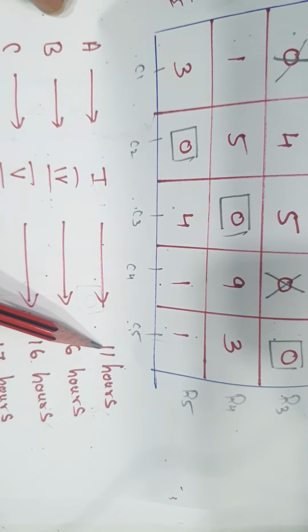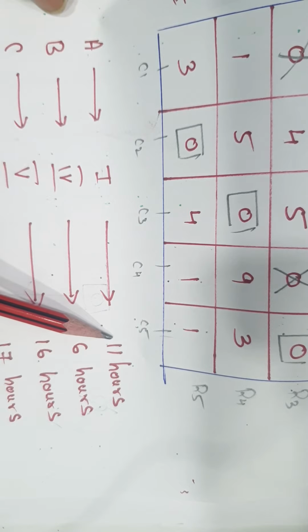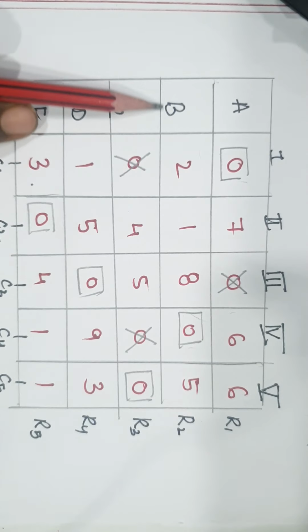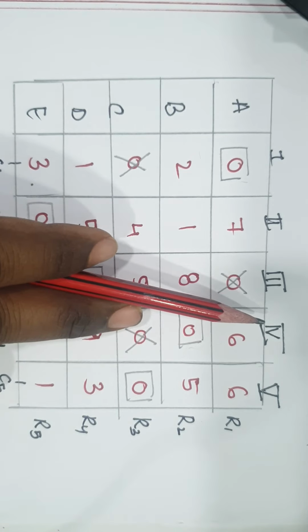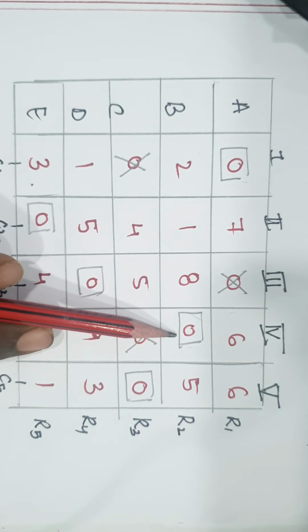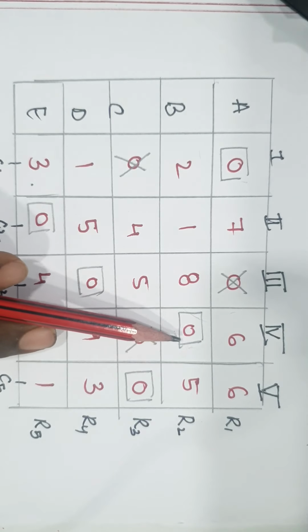How many hours? In the question it is given: 11 hours. A is assigned to machine 1, 11 hours. Now as you can see, B is assigned to machine 4. In the question, what is the value here? That one you have to write.